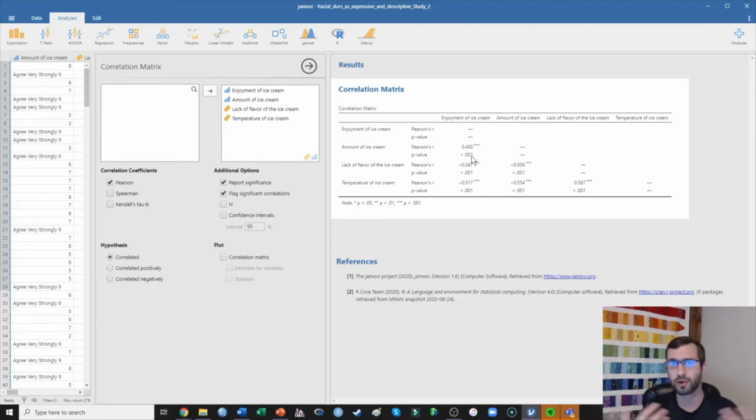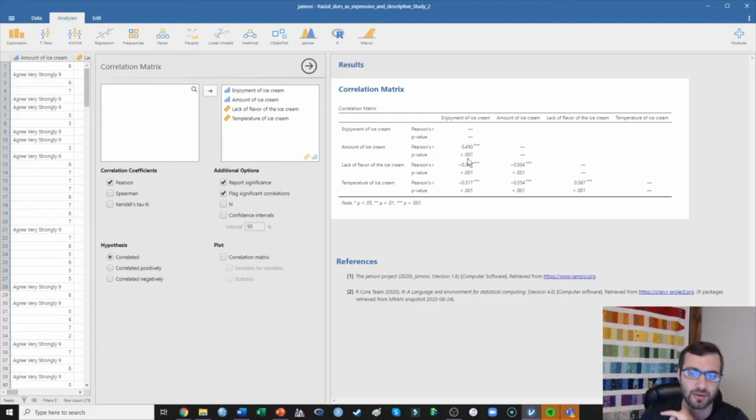Or in other words, what I should really say there, because I'm actually predicting that amount of ice cream is going to be my predictor and enjoyment of ice cream is going to be my outcome, I would actually flip those. So what I might say is that consistent with my hypotheses, a greater amount of ice cream is positively related to enjoyment of ice cream.